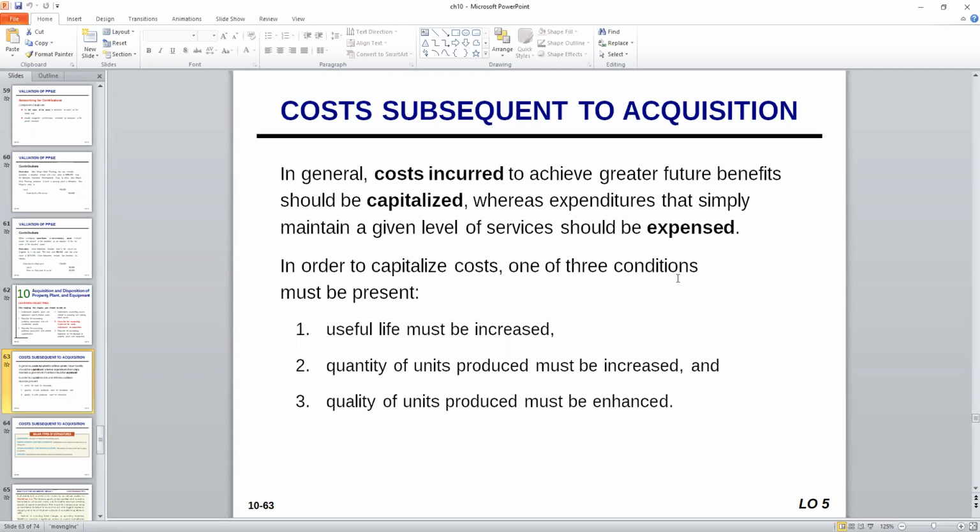So in order to capitalize, one of three conditions must be met. Useful life must be increased, the quantity of units produced must be increased, or the quality of the units produced must be enhanced. If it meets one of those three criteria, then the expenses that you've incurred to improve a particular asset can be capitalized. It's always more conservative to expense something. So if in doubt, you should expense things because you don't want to overstate the value of your assets.